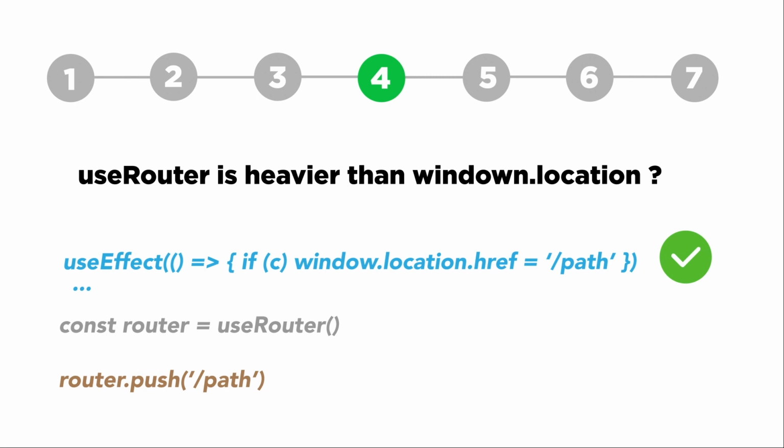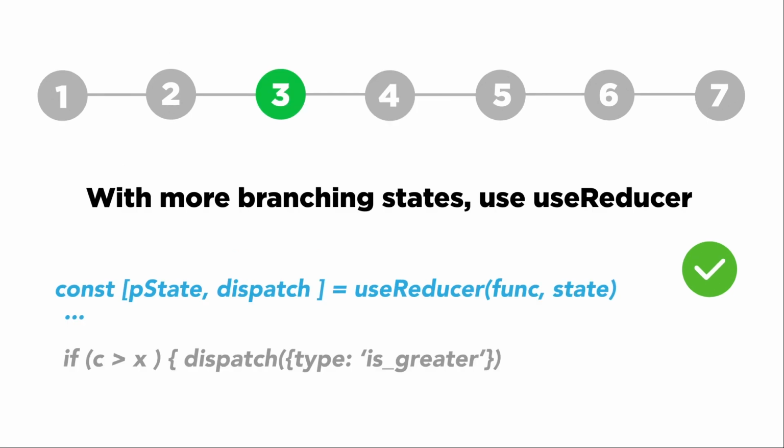Number 3, when you're dealing with a lot of branching, useReducer is much more flexible and performant than useState. So for me, I would recommend: you can start with useState, but when things start getting really crazy, you can switch all the data from useState to useReducer.